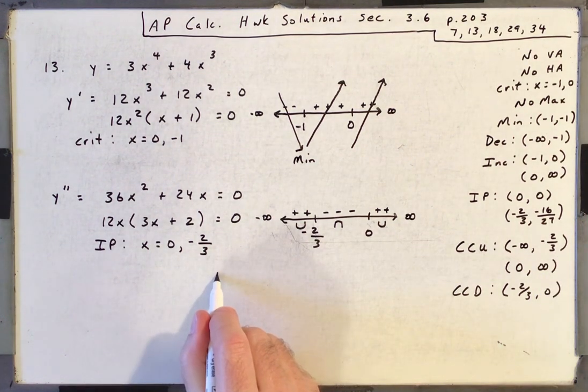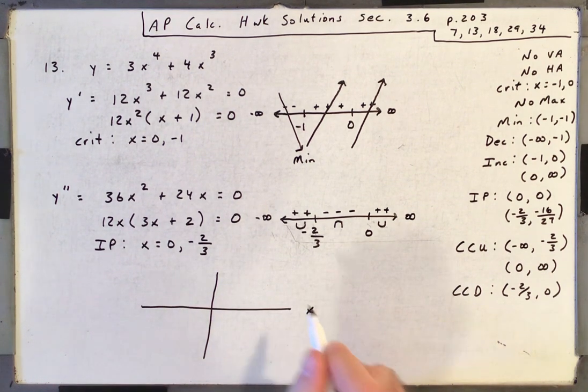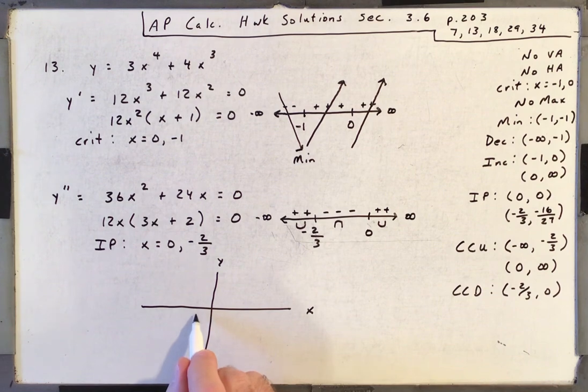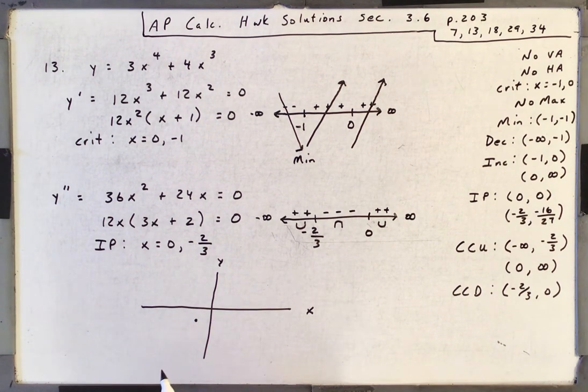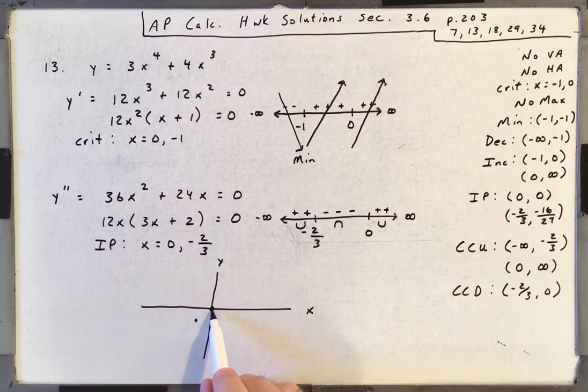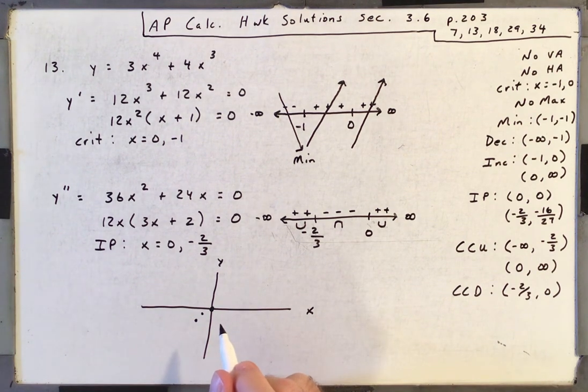Just be careful. Let's draw a graph. A little bit slanty there. We're going to go with it. Okay, I'd like to plot my minimum at negative 1, negative 1. Let's say that's about right there. We have some inflection points, so I want to plot one of those at 0, 0. Right there in the middle, and then negative 2/3, negative 16/27. So probably something like that. Okay, it's just a rough sketch.